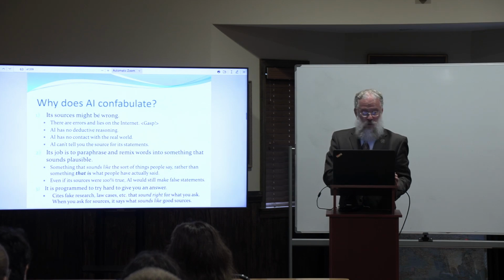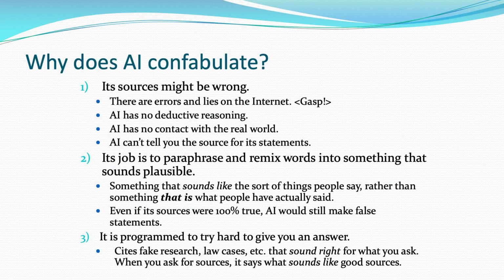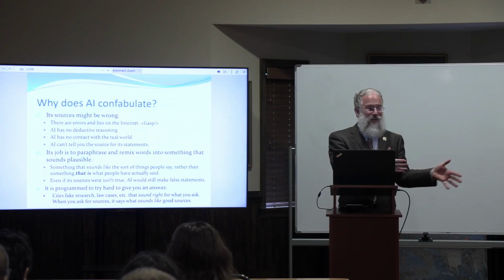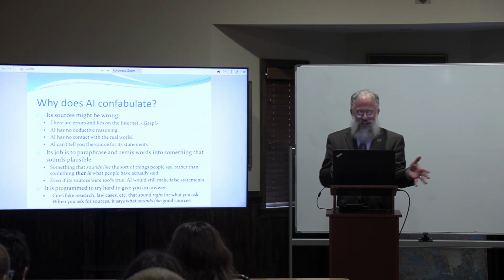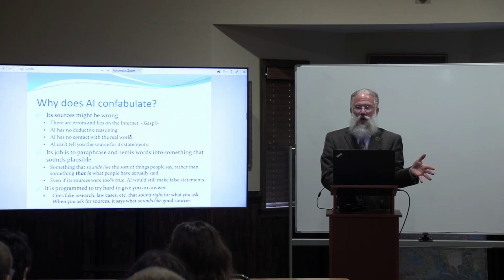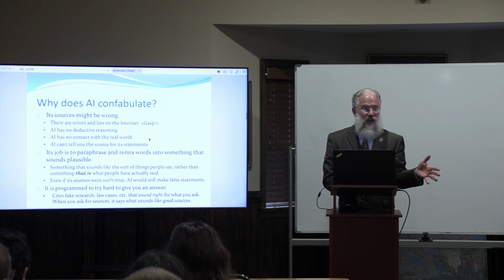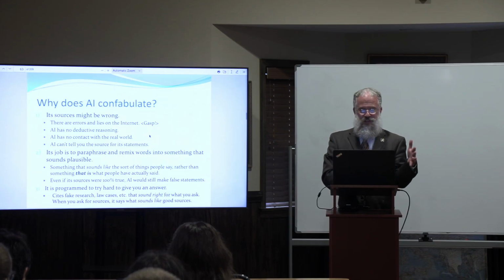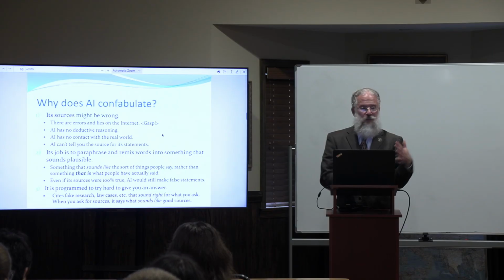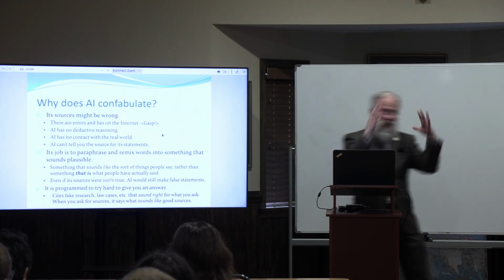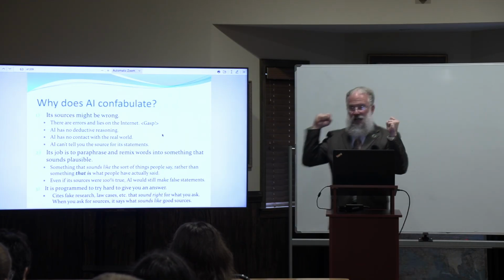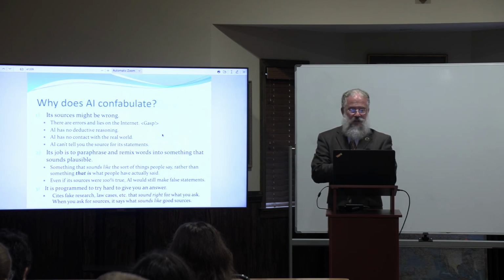Why does it do that? One, its sources might be wrong. Remember all those training texts we talked about a moment ago? I mean, I've got bad news for you. There's all kinds of lies, errors, and misinformation on the internet. You can't believe everything that you read. But AI has no deductive reasoning. It has no contact with the real world. It can't even tell you the source for its statements after it's been trained. Its job is just to paraphrase and remix the words that it's seen said into something that sounds plausible given the prompt that it's given.